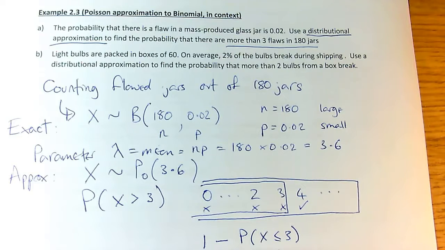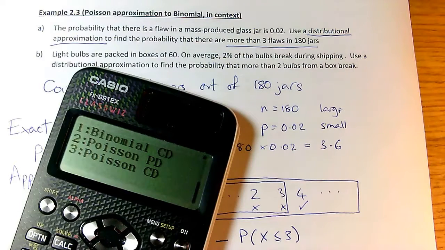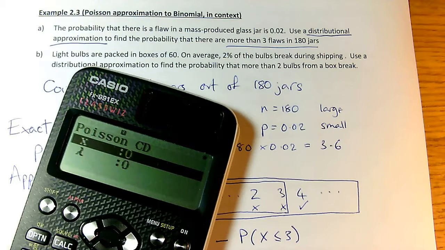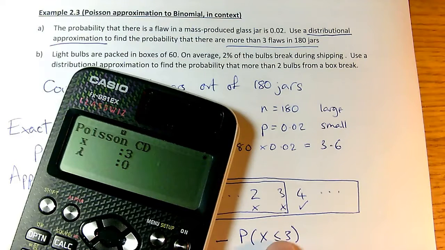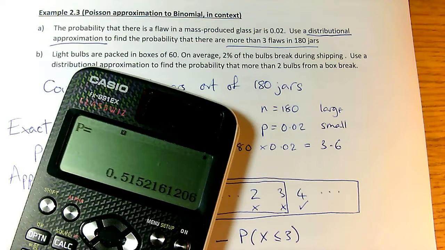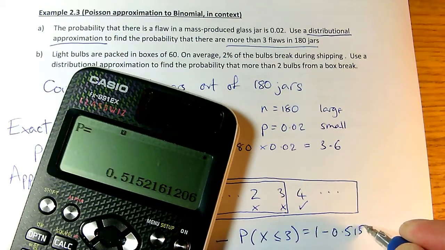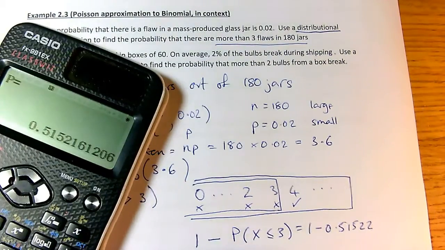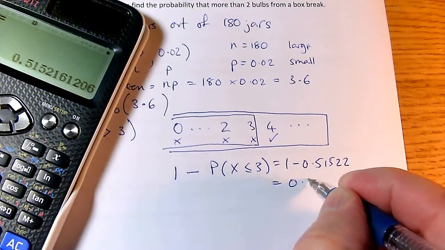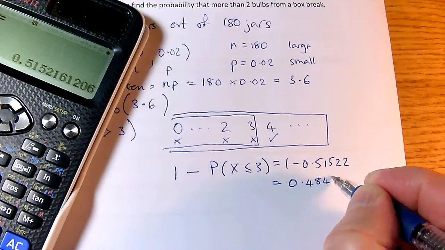So now I've got a probability that I can get from my calculator. So second screen under menu 7, Poisson CD. Remember, we're never going to use PD. So I want a variable to, and my x value, I want less than or equal to 3. That's this one here. And I want a lambda of 3.6, and the calculator tells me that that probability is that. So I need to do 1 minus 0.51522, and that gives me the answer, which is 0.48478.